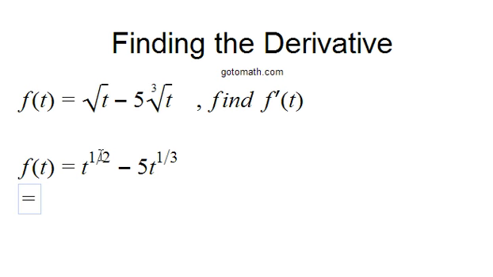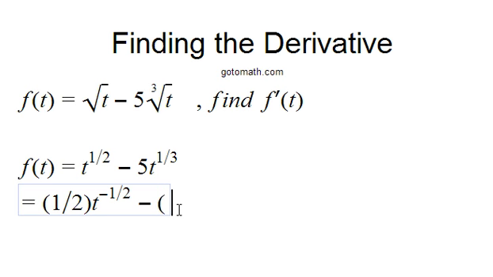And I'm going to take this half and bring it out front, so we end up with 1/2 times t raised, and of course we're going to subtract 1 from the exponent, so a half minus 1 is a negative a half. And then we're going to carry the minus. We're going to bring this 1/3 out front, so we have 1/3 times 5, and this becomes t raised. Now this is a third minus 1, so that becomes negative 2/3.